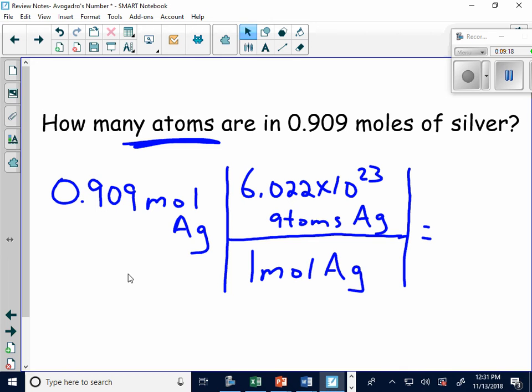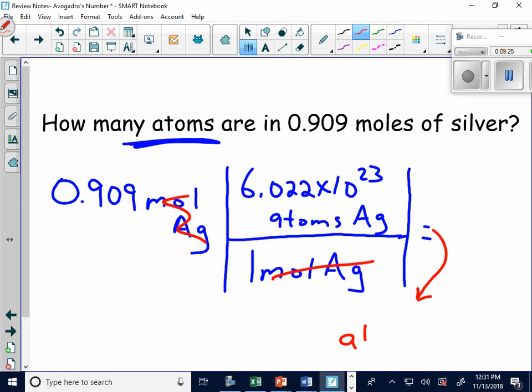Once I've done that, my moles should cancel, and that leaves me with my answer being in atoms of silver. So all I simply need to do is take 0.909 and multiply that by Avogadro's number and execute that, and I get the answer. First thing, my answer I need to have in 3 sig figs.